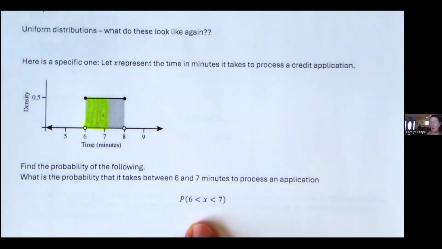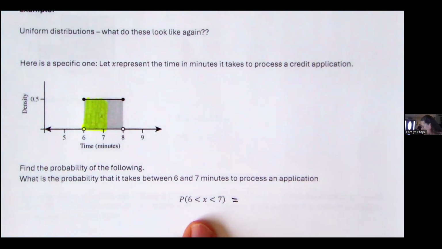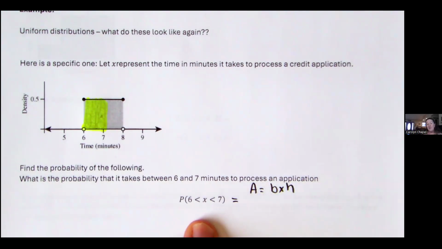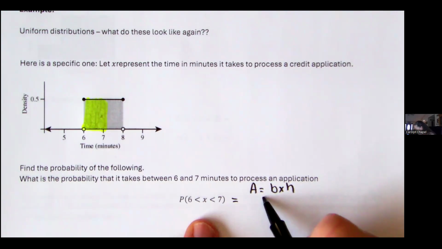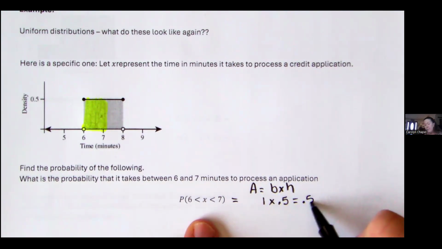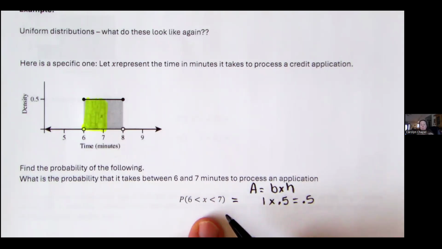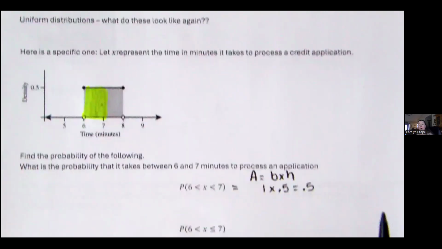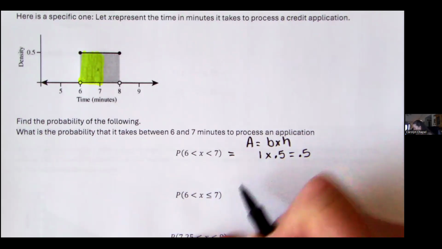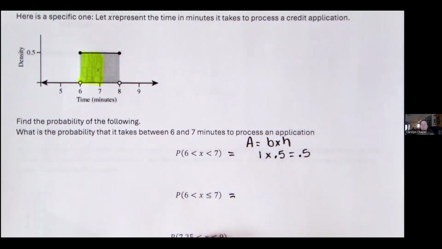Again, that is the shape of a rectangle, and the area of a rectangle is your base times your height. For the shaded region, our base is 1 and our height is 1/2, so we get 0.5. The probability that it's going to take between 6 and 7 minutes would be 1/2. That makes sense, because we only go from 6 to 8, it is uniform, so we did half of it. If we had included the 7, it is not going to change, because it's still the same area.